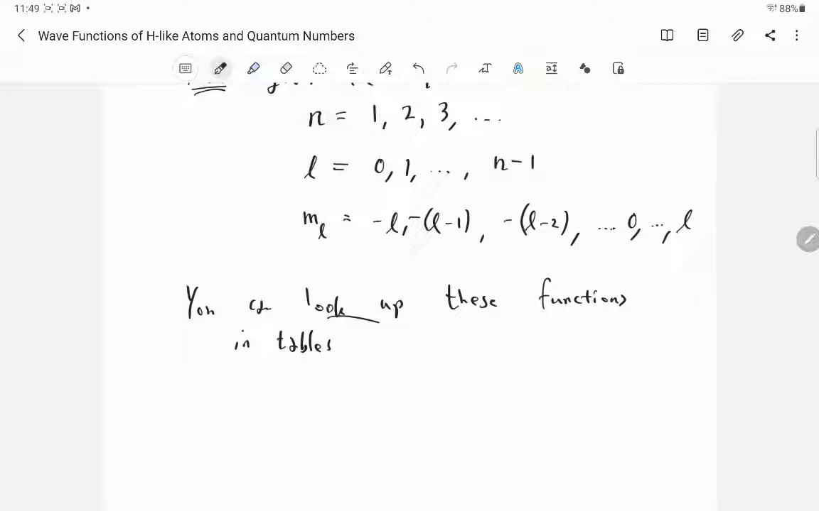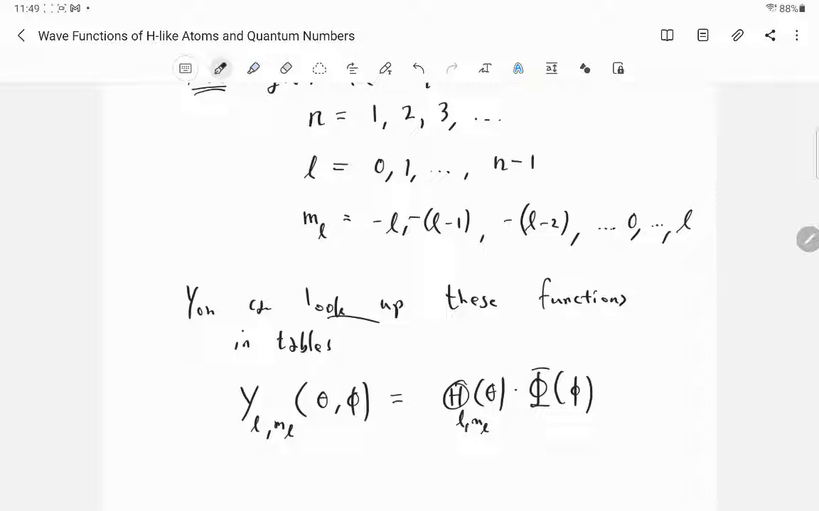Sometimes when you look up these functions in tables, what you see is actually a combination called Y, as a function of the pair of quantum numbers L and m sub L. It will actually be a function of theta and phi, because it is the product of the polar angle factor and the azimuthal angle factor, where the polar angle factor depends on the two quantum numbers, and the azimuthal angle factor only depends on m sub L.